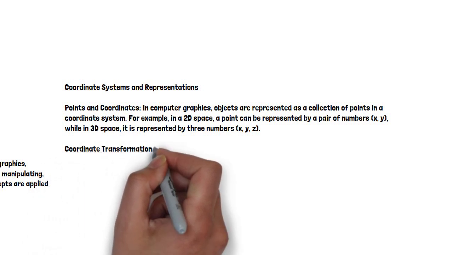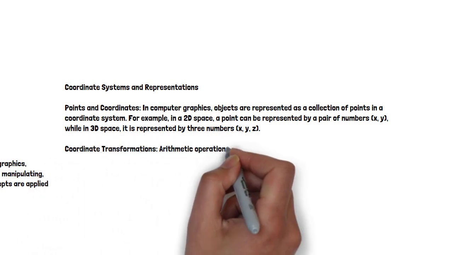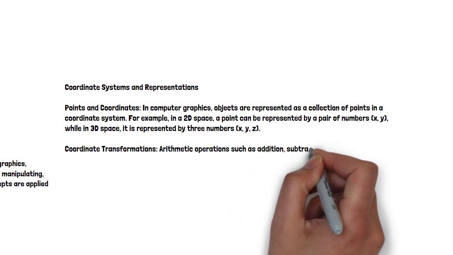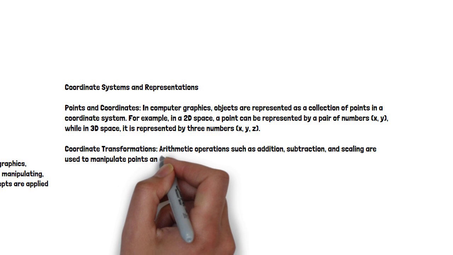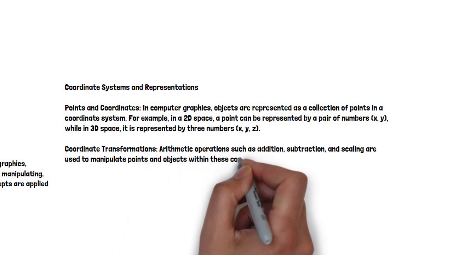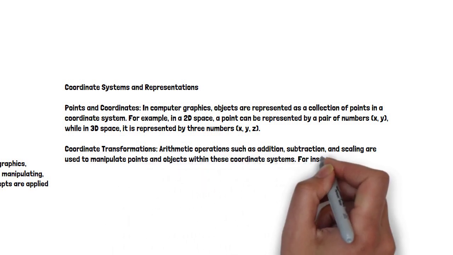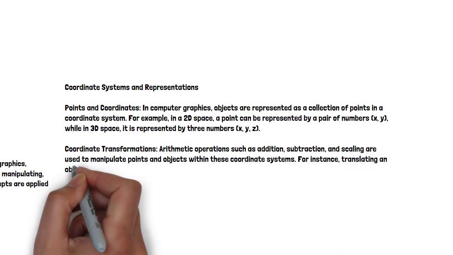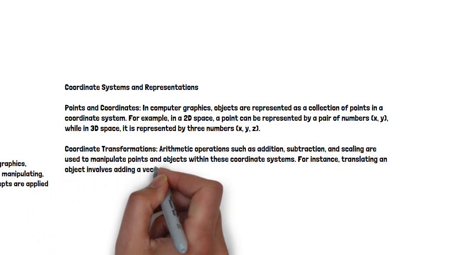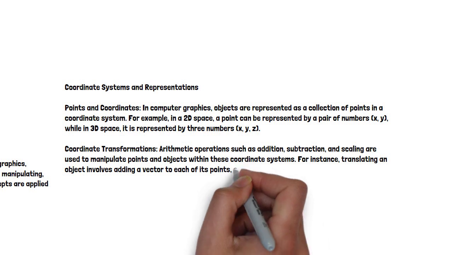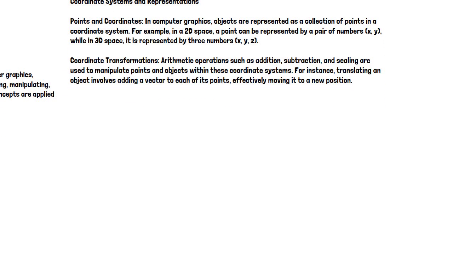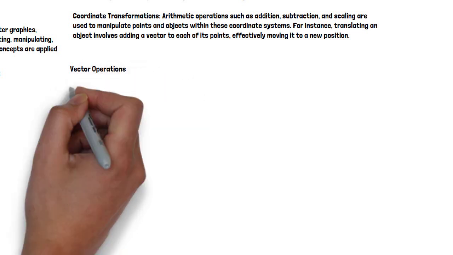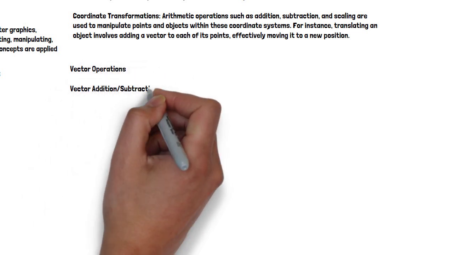Coordinate transformations. Arithmetic operations such as addition, subtraction, and scaling are used to manipulate points and objects within these coordinate systems. For instance, translating an object involves adding a vector to each of its points, effectively moving it to a new position. Second, vector addition and subtraction, or an overview of vector operations.